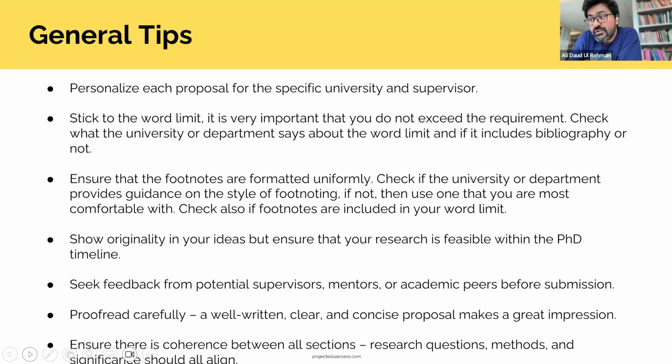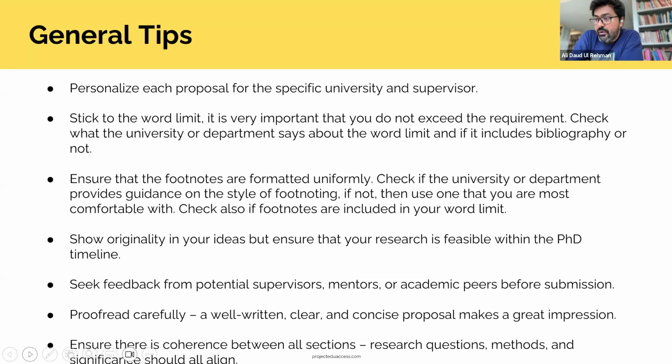Ensure that the footnotes are formatted uniformly, please. Yes. Check if the university or department provides guidance on the styling of footnoting. If not, then use the one that you are most comfortable with. Also check if footnotes are included in your word limits. They usually are, but it's always worth checking.